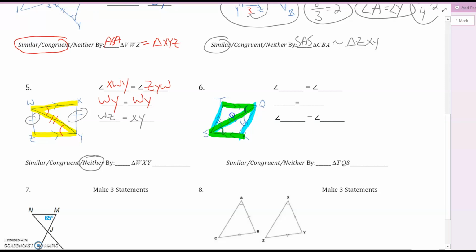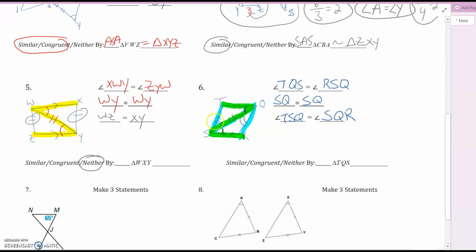And I have my shared side. Okay, two angle congruences and one shared side. So SQ equals SQ. All right, I've got angle TQS is congruent to angle RSQ. I've also got TSQ is equal to angle SQR.